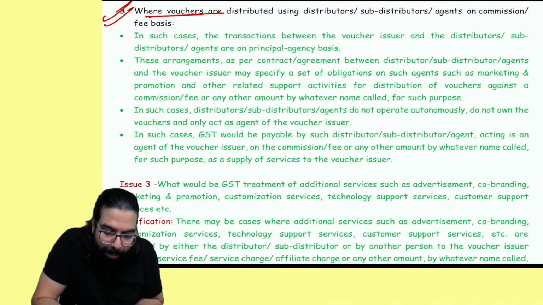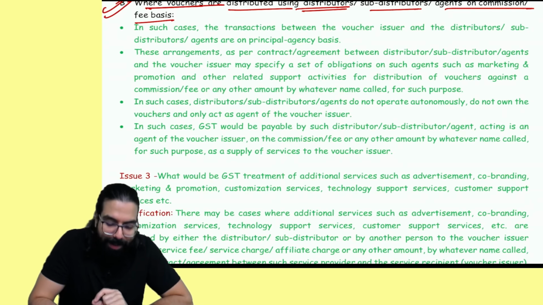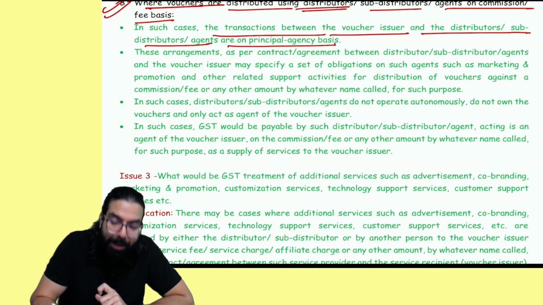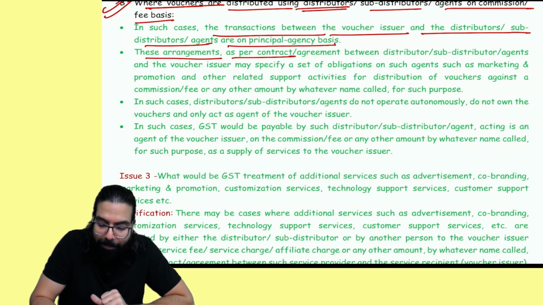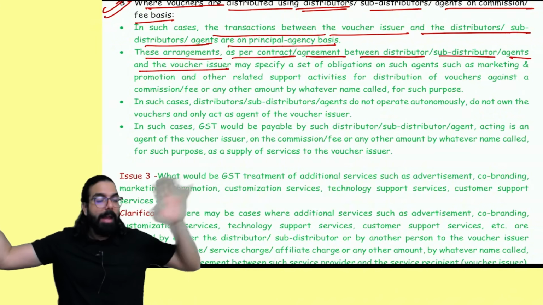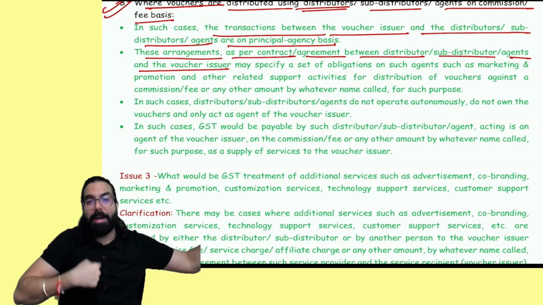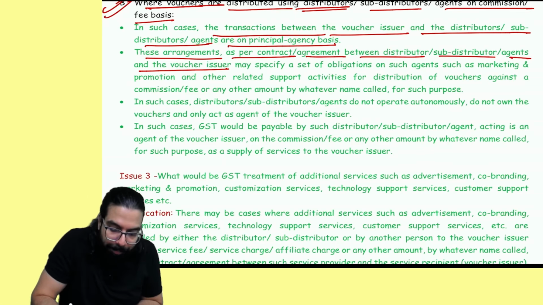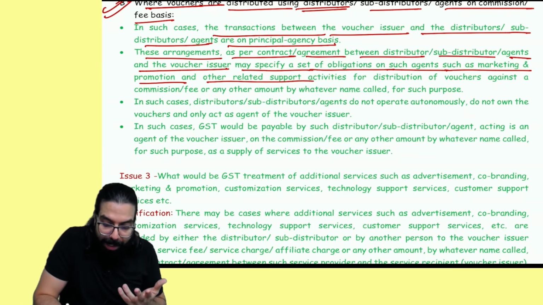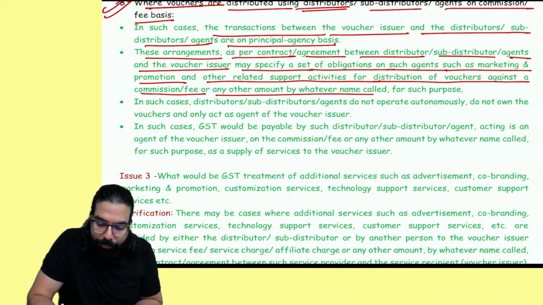See, where vouchers are being distributed using a sub-distributor or agent on commission or fee basis, in such case, the transaction between the voucher issuer and the distributor or sub-distributor is on principal and agency basis. These arrangements, as per the agreement between distributor, sub-distributor, agent and the voucher issuer, the main company, may specify a set of obligations on such agent such as marketing, promotion and other related support activity for distribution of the voucher against commission or fees or whatever name called.